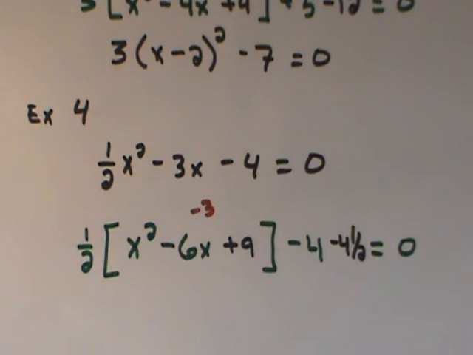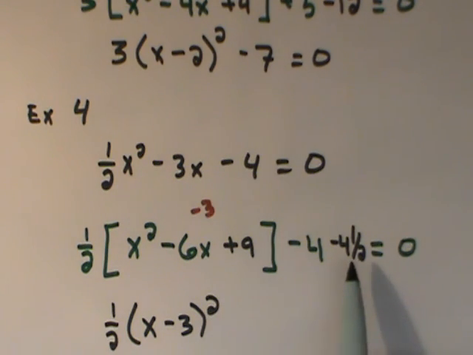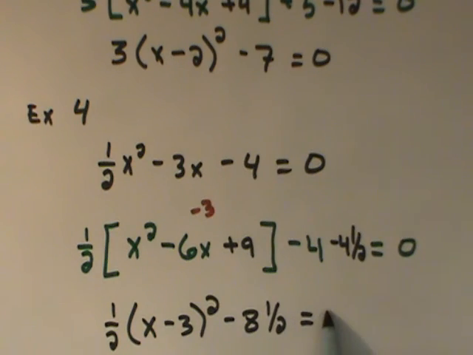And then I want, as a last step, to condense this down. I'll go 1/2 x minus 3 quantity squared. You owe me 4, you owe me 4.5, you owe me 8 1/2. And so there is the completed square.